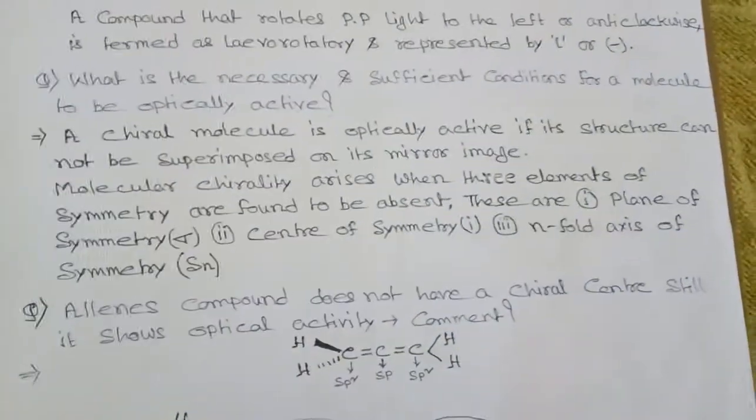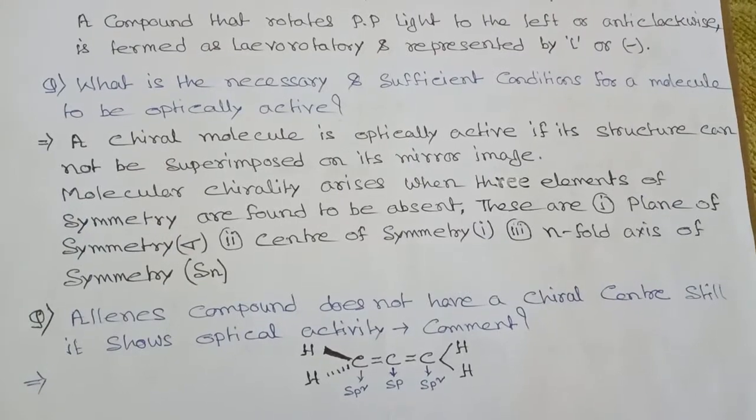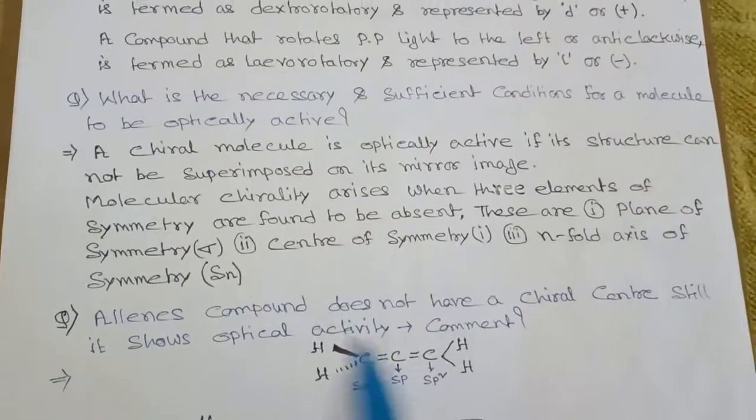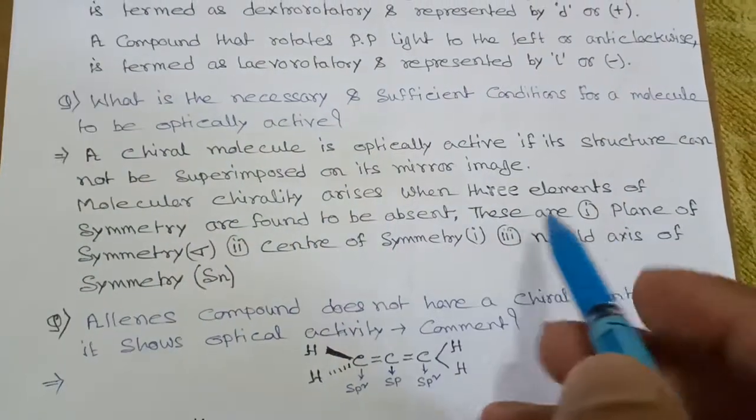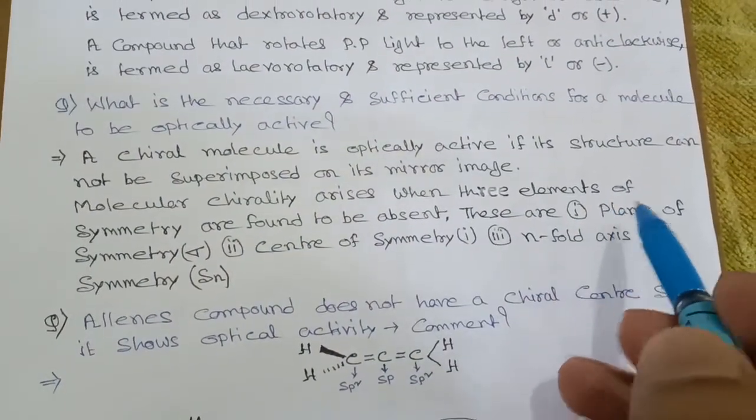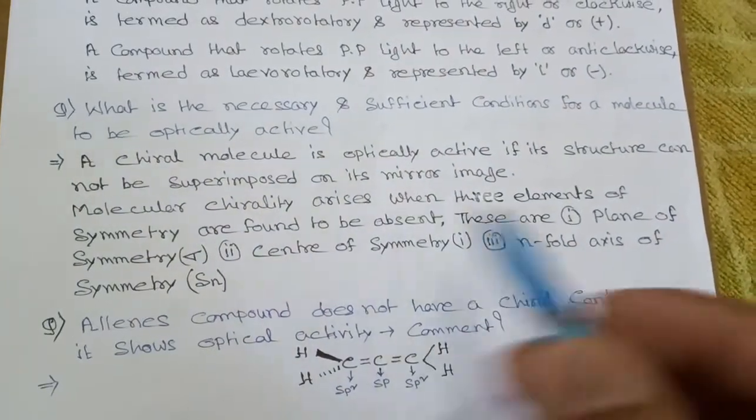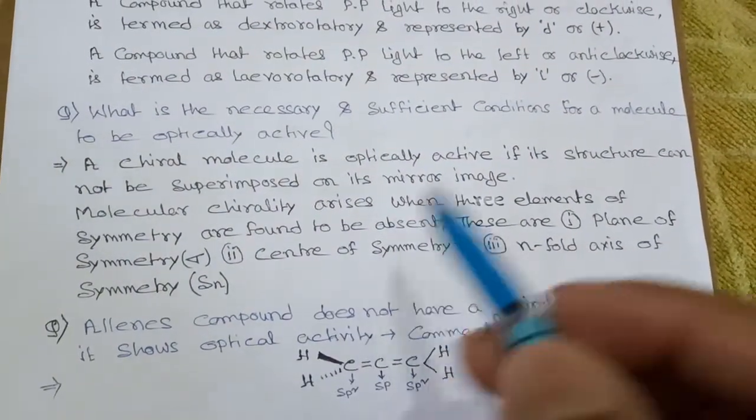Now the second question is: what is the necessary and sufficient condition for a molecule to be optically active? See, there are three types of symmetry element: plane of symmetry, center of symmetry and n-fold axis of symmetry. I will discuss this later.